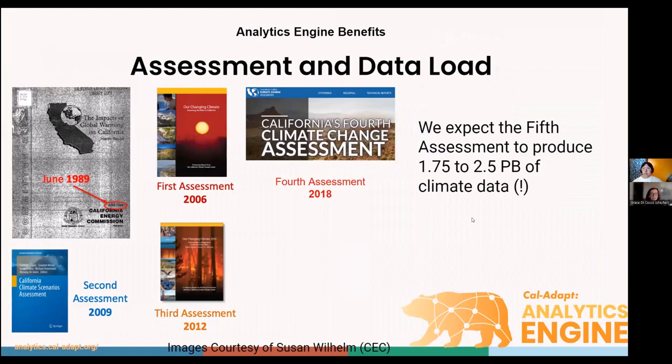And then this is just showing the development of the climate change assessment process in the state, which started back in the 80s and occurs every few years. And with this upcoming 5th assessment, we're increasing by an order of magnitude how much climate data is available to understand risks from climate change in the state.